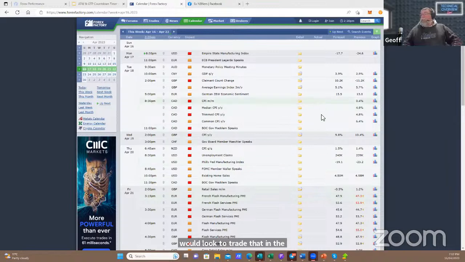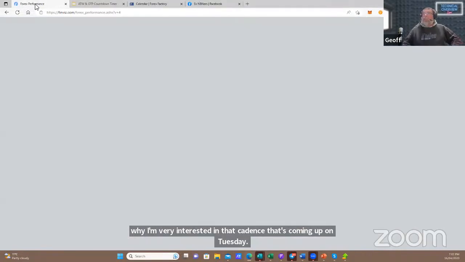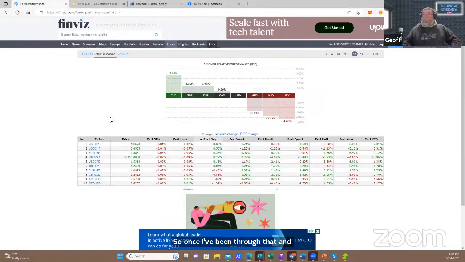As I look through here, I can't see anything too much, but I do note that news on the CAD is pending on Tuesday, around about that time. So if I've got a bias on or against the Canadian dollar, then I must definitely pay attention to that. And the fact is, I do, and it's why I'm very interested in that CAD news that's coming up on Tuesday.